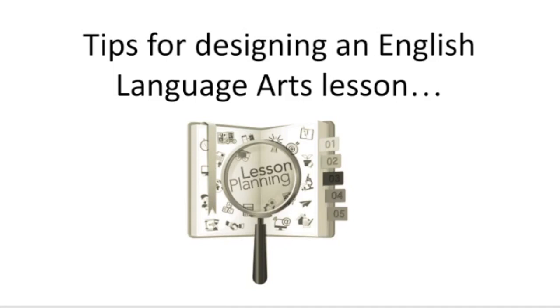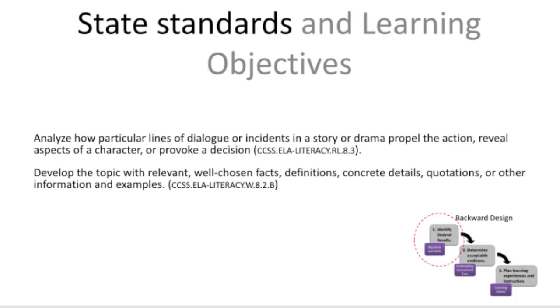All right, everyone. So this is going to be a quick overview of some tips for designing an English language arts lesson. All right. So let's start with this. First thing we want to start with is the first component of backward design, which is identifying desired results, right? What are the big ideas and skills that we're going to be teaching for the day?